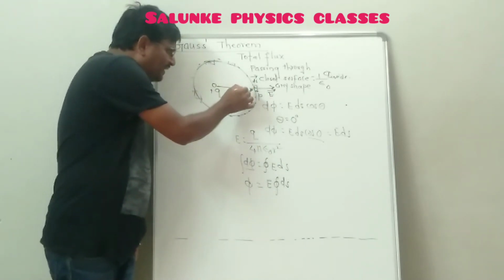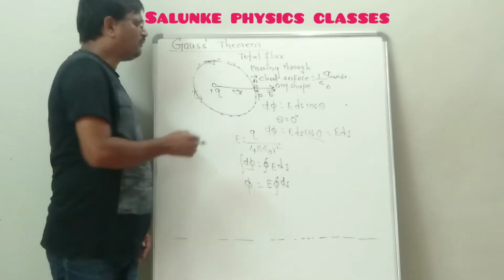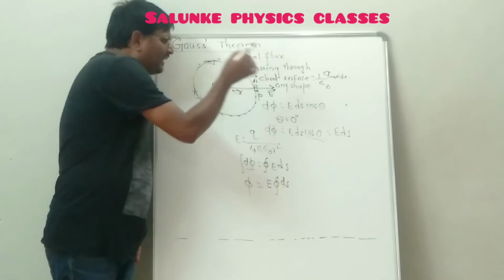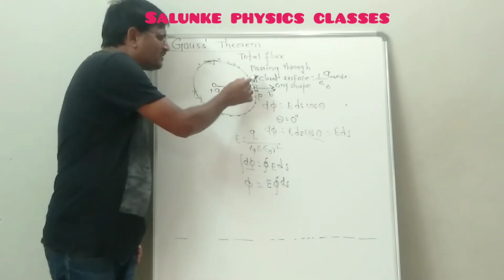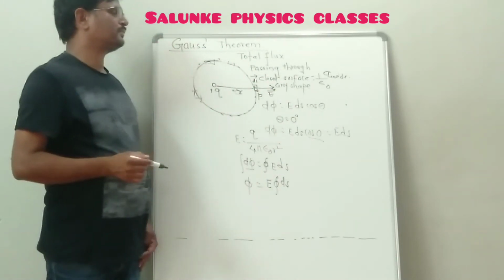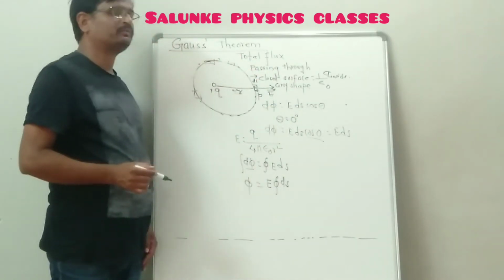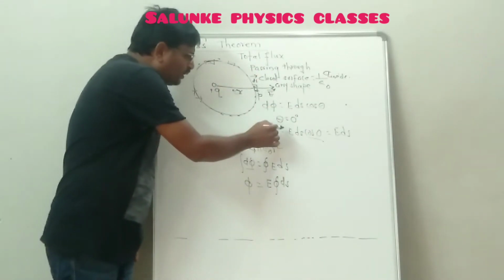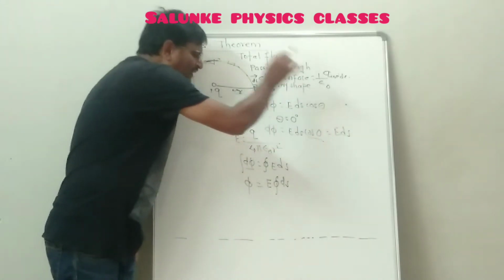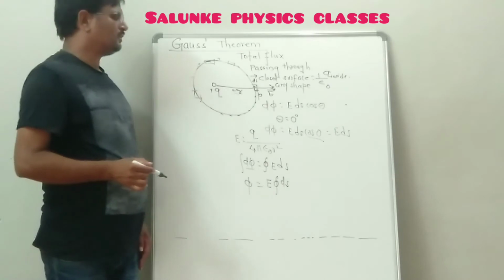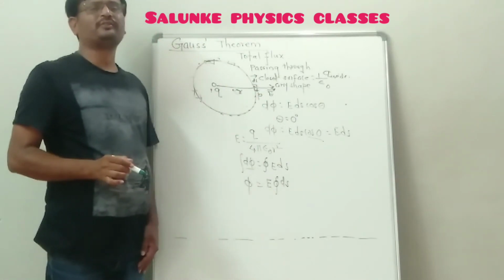This small area ds is very small. Therefore, the angle theta can be taken as 0 degree. Angle between E bar and ds bar is 0 degree. Put this value in above equation, we get d phi is equal to E ds cos 0, which is equal to E ds. This is the flux passing through this small area ds.